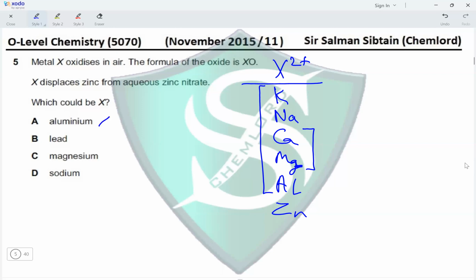Aluminum is eliminated because it has a 3 positive charge. Lead is less reactive than zinc, so that has been eliminated. Magnesium is present along with calcium as a viable option. And we have sodium. Sodium has a +1 charge, eliminating it, resulting in magnesium being the metal that oxidizes in air. Therefore, the correct option for this question is option C.